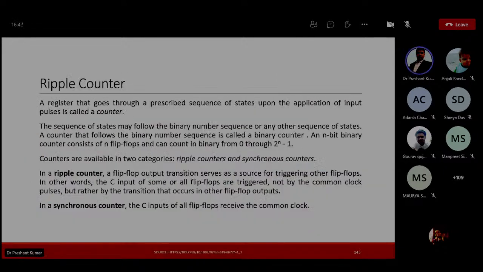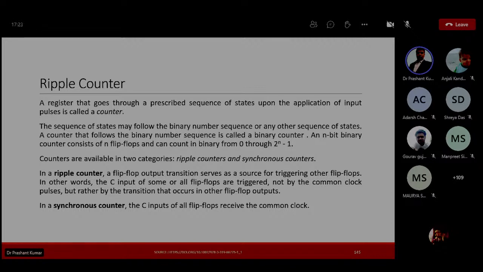So, ripple counter. Just to recap, a register that goes through a prescribed sequence of states upon the application of input pulses is called a counter, and the sequence of states may follow the binary number sequence or any other sequence of states. So it is not necessary that each counter follows the binary number sequence. It may follow any sequence of states, and these sequences are application dependent, depending on what kind of application you want to create.